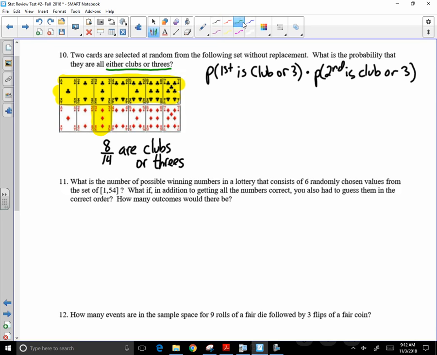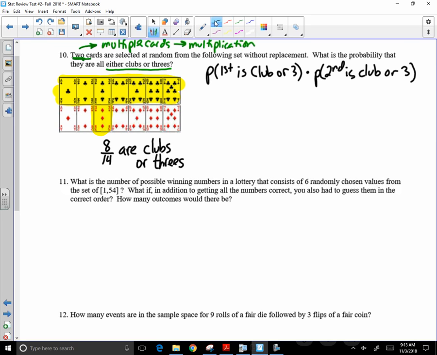Because it's two cards being selected, so multiple cards means multiplication. All right, because you really can't have more than one thing without incorporating the word "and" in there somewhere, and multiplication is the rule of "and." So it would have to be the first card is a club or three, and the second card is a club or three, even though it wasn't directly stated.